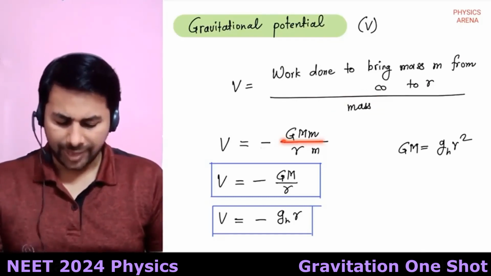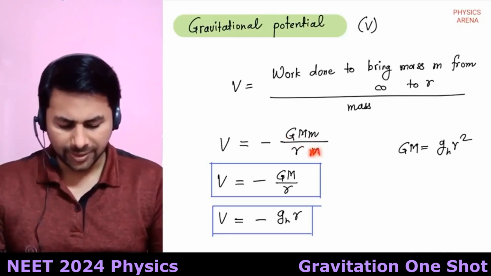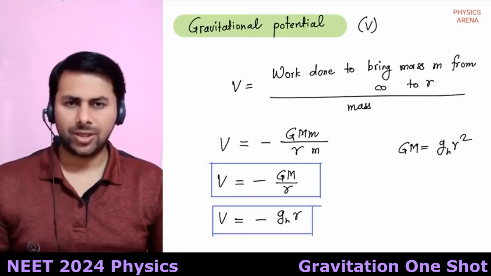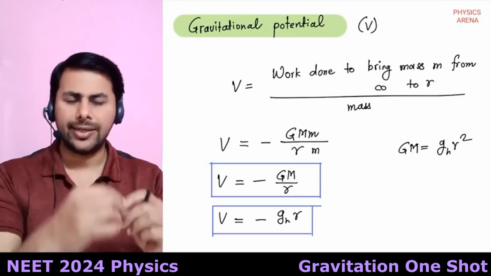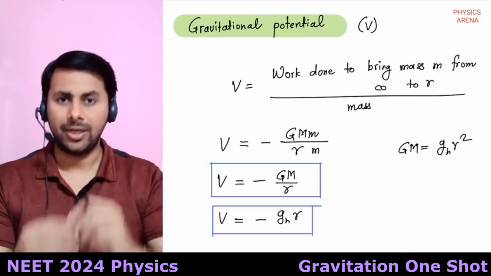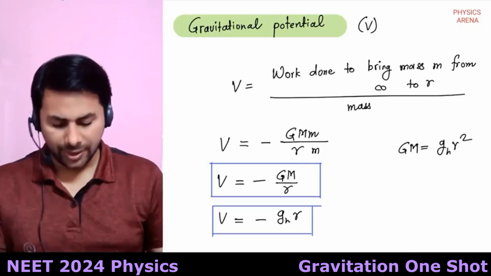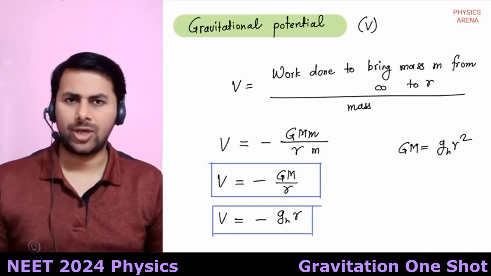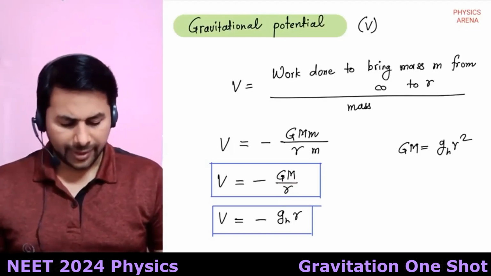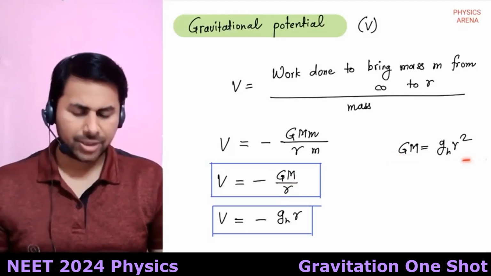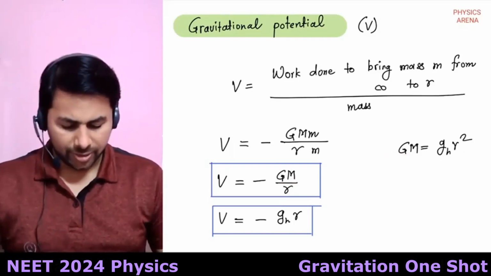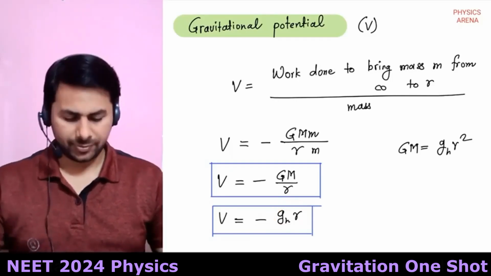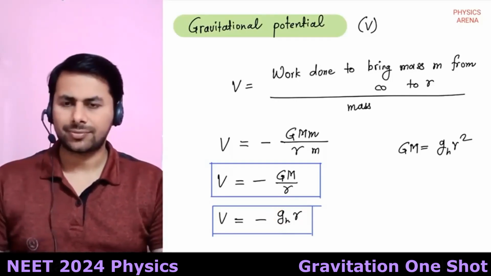Okay, so minus of GMm upon r divided by mass, m and m get cancelled. So the gravitational potential due to earth at any point which is at distance r from the center is minus of GM upon r. Okay, minus of GM upon small r, right? And as I said, we can put GM equal to g into R square. So putting that, you will get gravitational potential equal to minus of g R square upon r. Okay, this is clear.